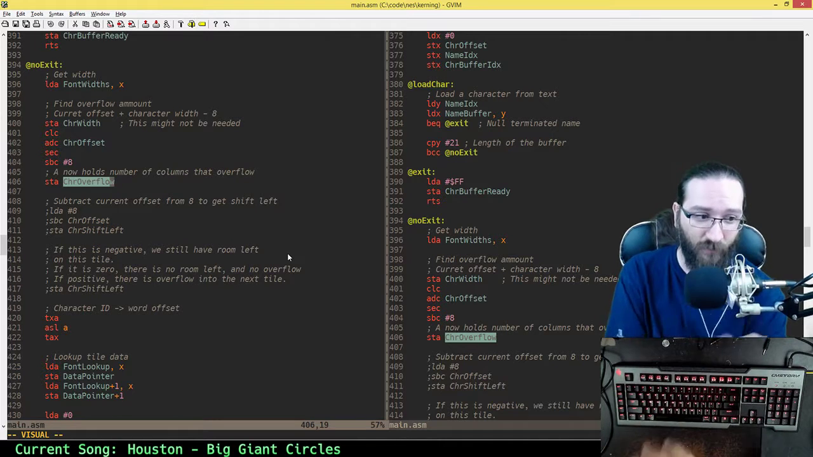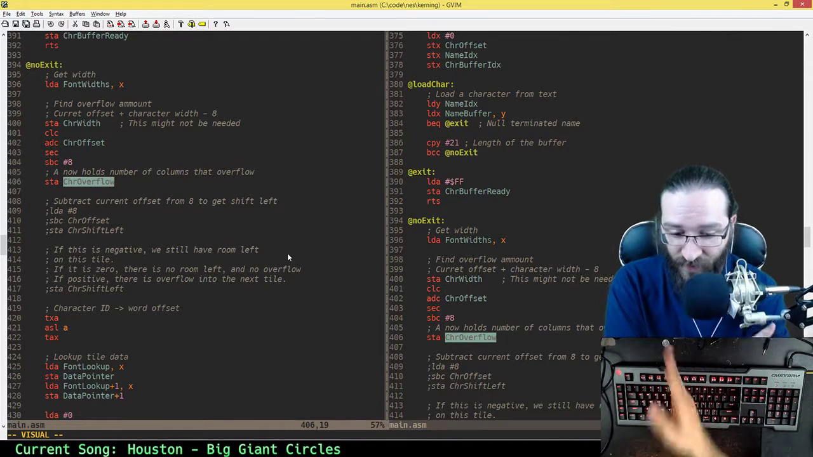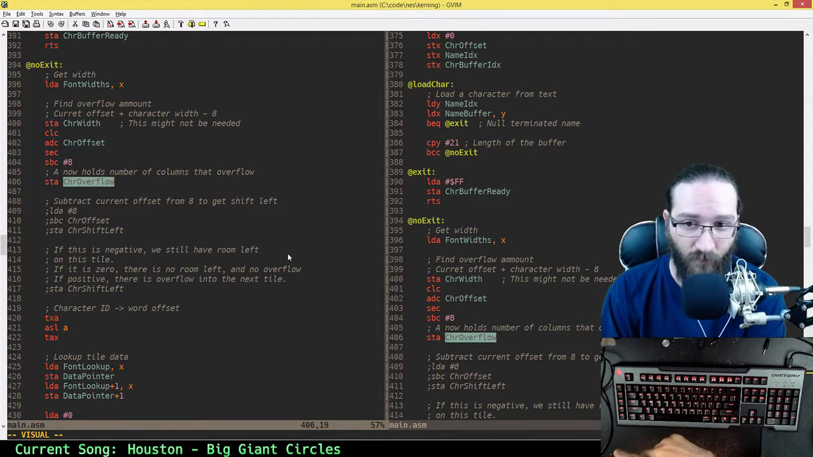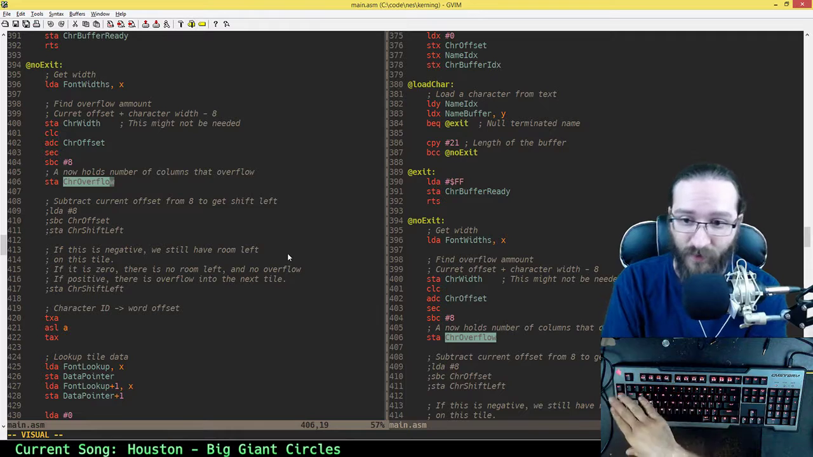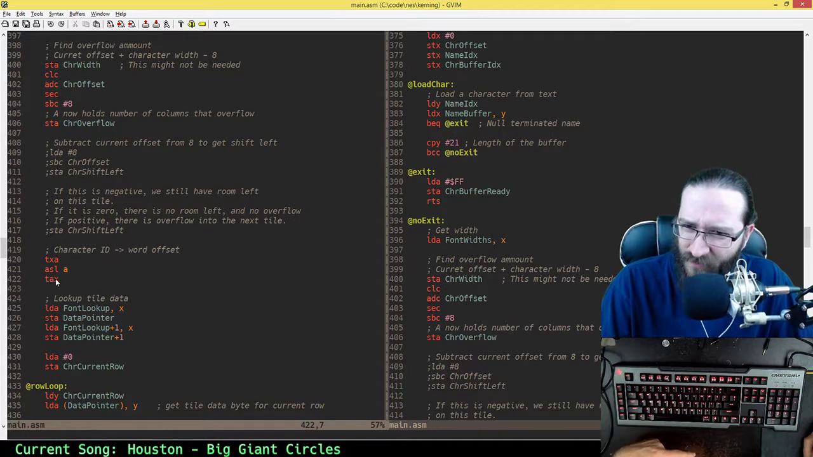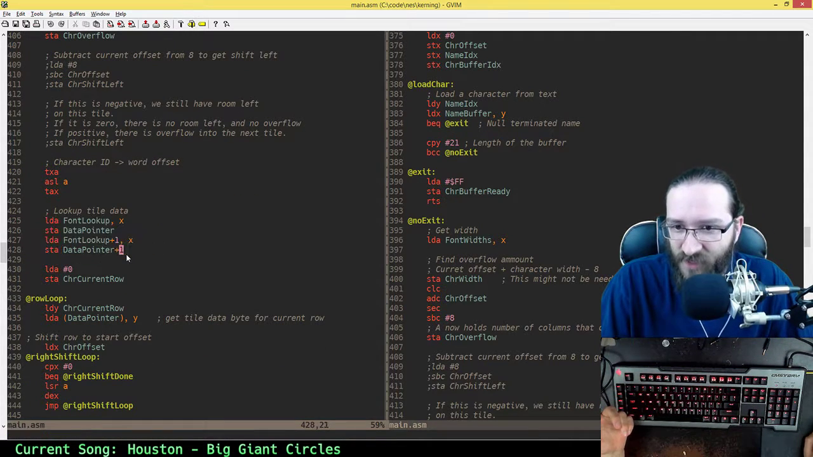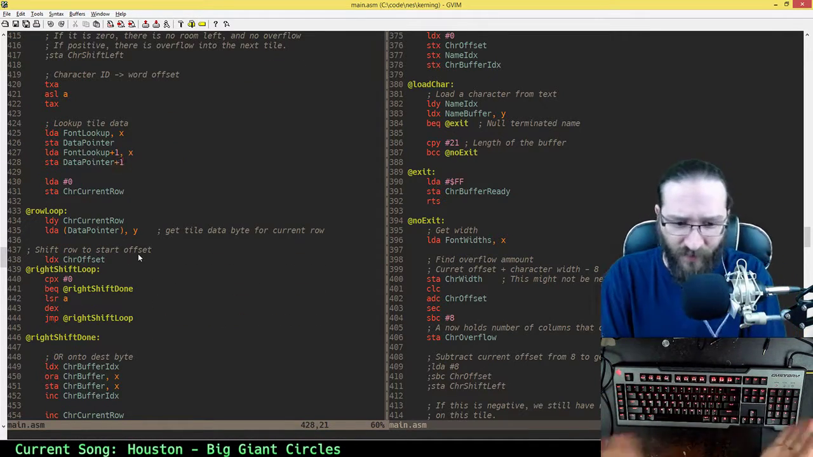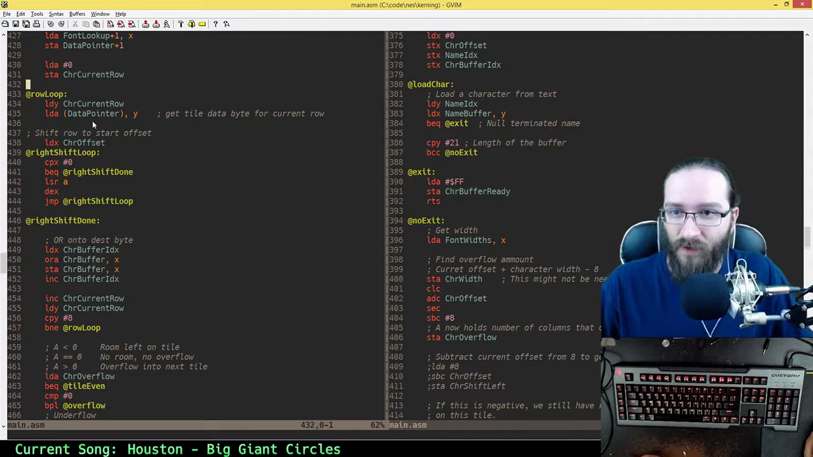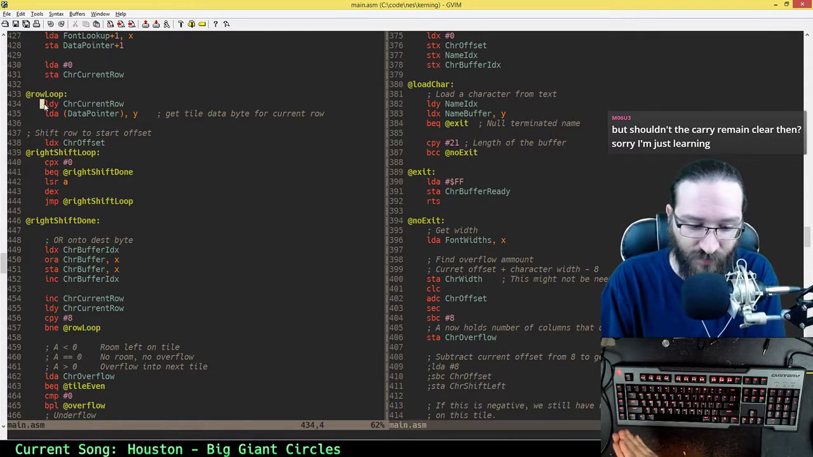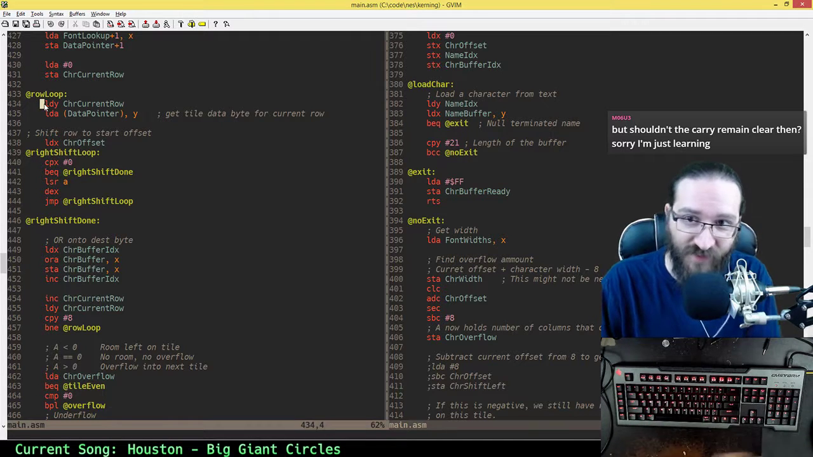If this is positive, there's overflow. If it's 0, we line up directly with the next tile. If it's negative, we do not have an overflow. We have underflow, or more room on the current tile. And this is just transferring an index to a word offset, looking up some tile data, the actual data that we can write into the PPU, or we're going to be shifting around and then writing to the PPU. And then we have two row loops. The first one shifts it right, and the second one shifts it left.